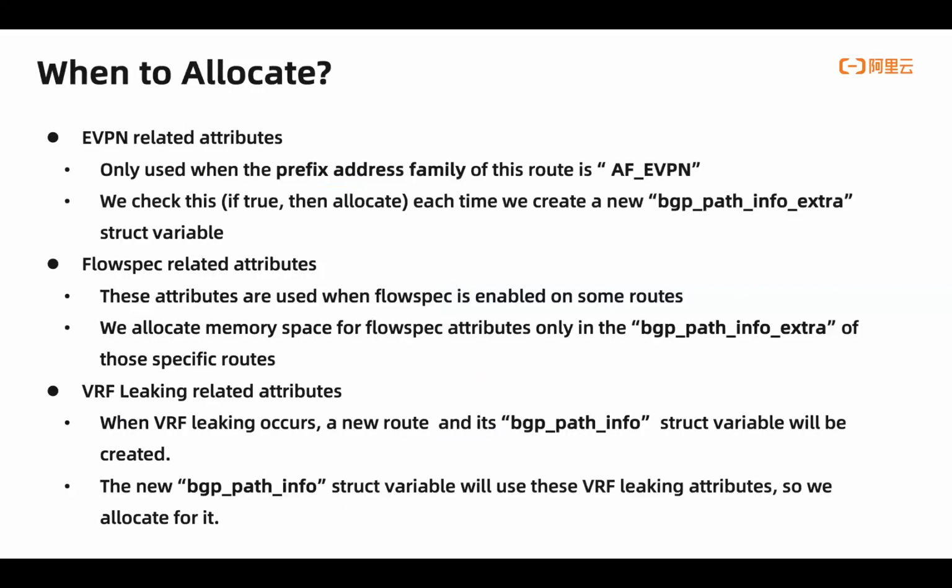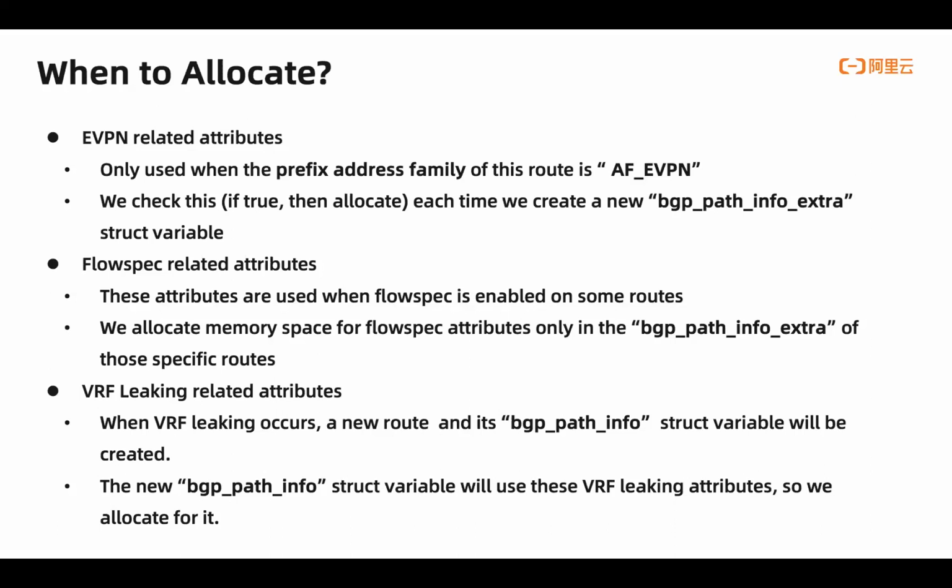After we create three corresponding pointer variables, we need to choose the proper time to allocate memory space for them. For EVPN related attributes, they are only used when the prefix address family field of this route is AF_EVPN. We check this each time we create a new BGP path info extra structure variable. If it is, we allocate. For flowspec related attributes, these attributes are used when flowspec is enabled on some routes.